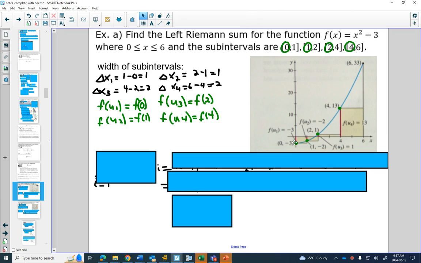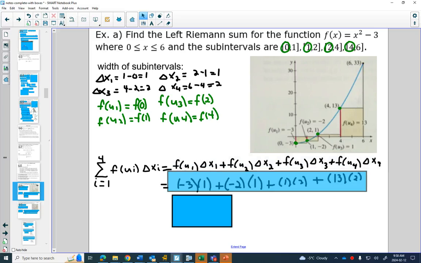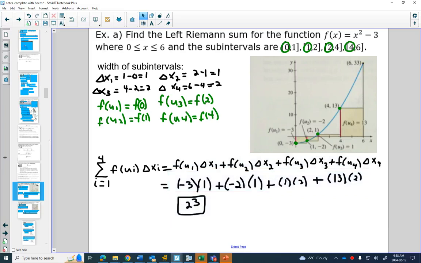So now we have to add up all of these rectangles. In sigma notation, it would look like this. So we're figuring out f of x, and multiplying it by the change in x each time. You can write that out if you want. But we get an area of 23.